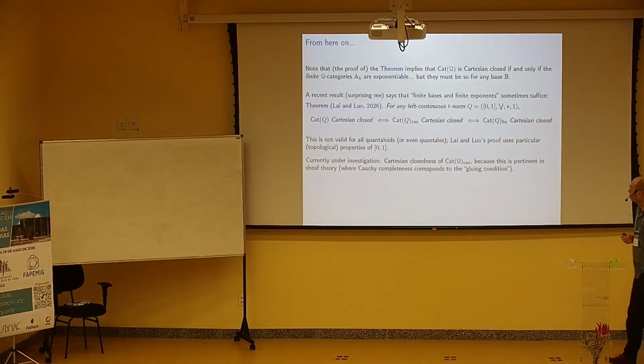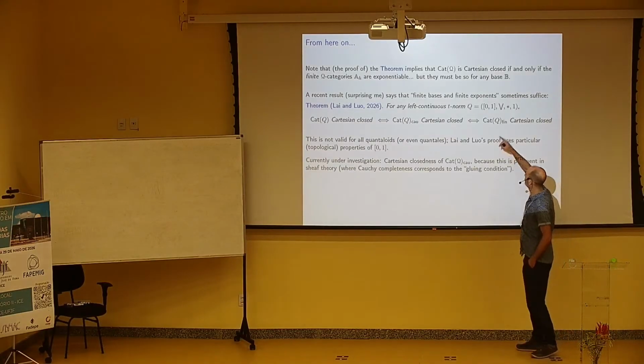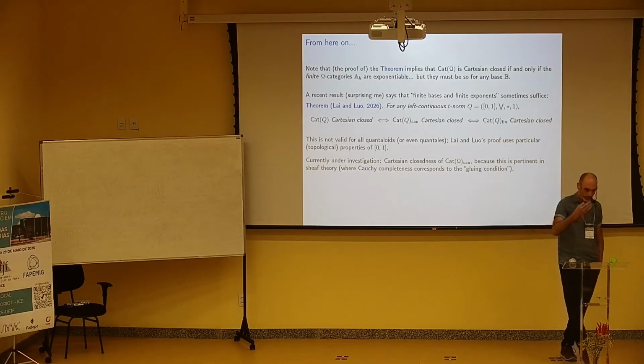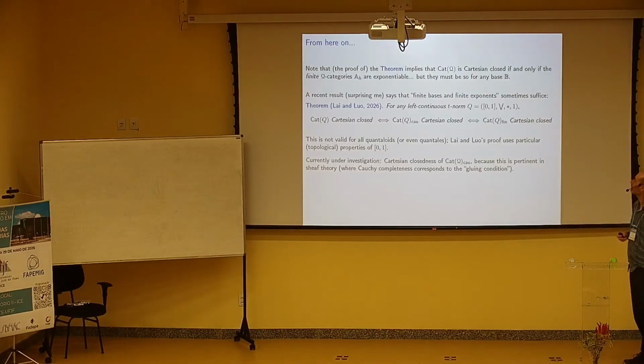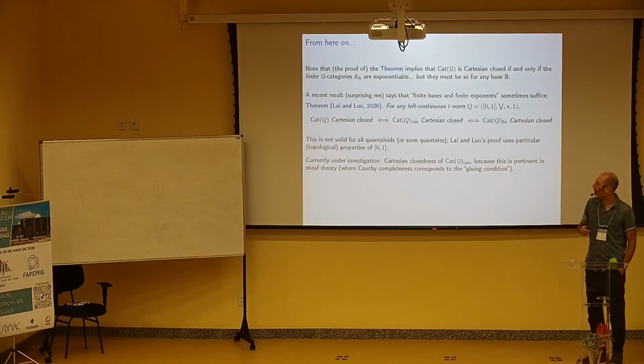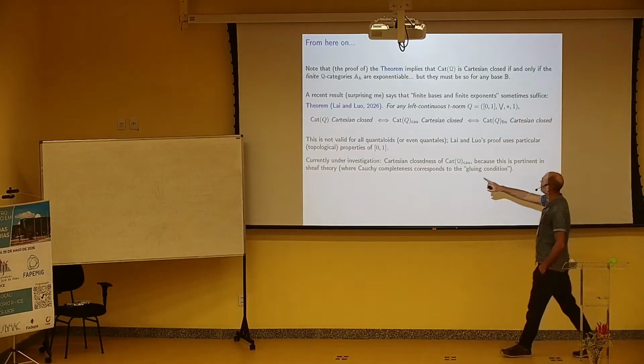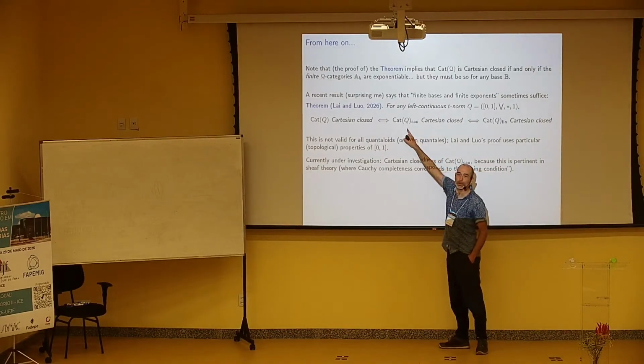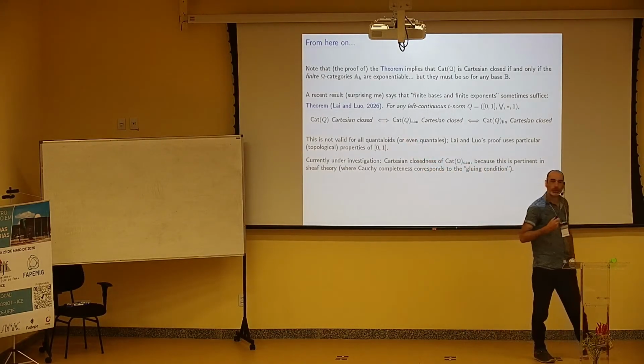In particular, for those who know the definitions, over such a left continuous T-norm, every finite category is Cartesian closed. And it's absolutely not true in general. And it's a crucial fact for them. So what is currently under investigation in this line of business? It's especially the Cartesian closedness of the middle guy here, of Cauchy complete Q-categories, that I'm interested in.